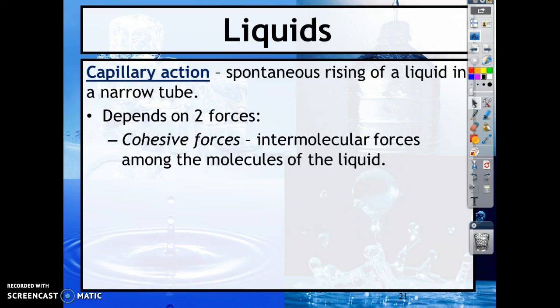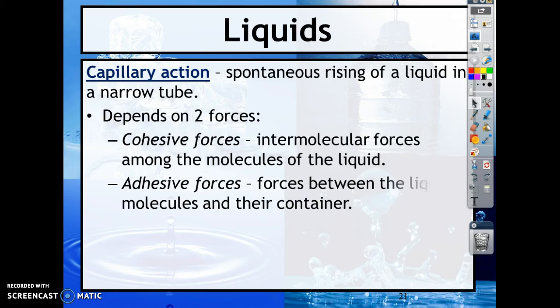Well, if someone's cohesive, they work together well. So when we think about cohesive, we're going to think about intermolecular forces. So we're thinking about hydrogen bonding, dispersion, and dipole forces. All of those things. We also have to think about adhesive forces. This has to do with what the liquid is held in. So cohesive means within the actual liquid, what's happening with the molecules, and adhesive means between the liquid and its container.